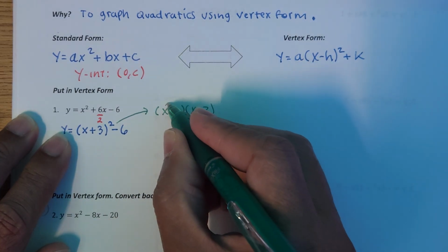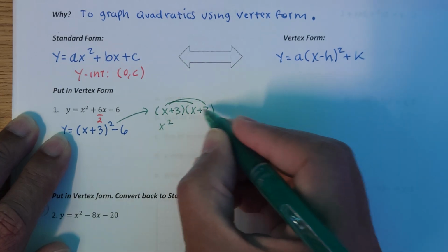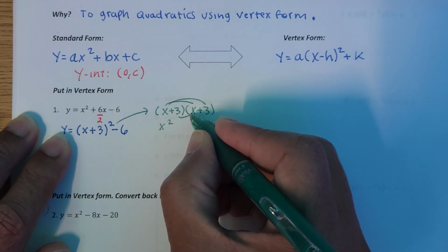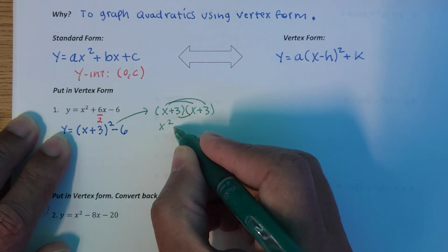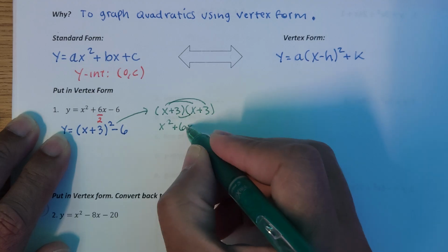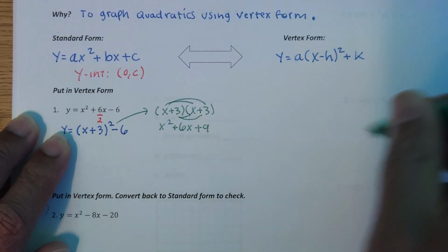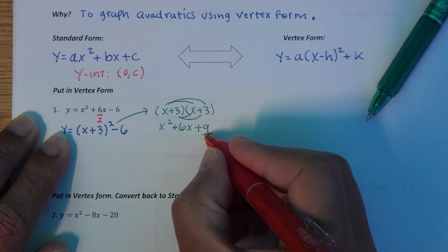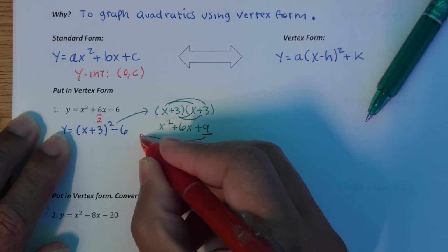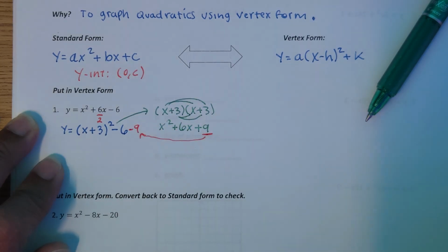So when I multiply using FOIL, x times x gives me x squared, and then x times 3 gives me 3x, but 3 times x gives me another 3x. So when I combine those 3x's together, they combine to 6x. So 3x plus 3x is 6x, but then 3 times 3 gives me a 9. And watch, this is what I need to undo over here. So since this is plus 9, I'm going to subtract 9.